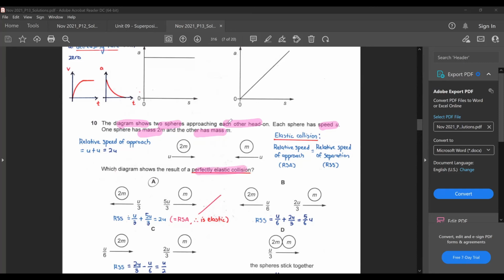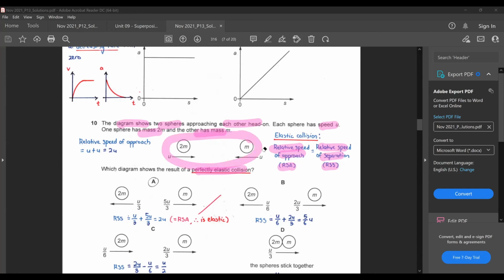So usually when it comes to perfectly elastic collision, one of the first things we always look for is the part where relative speed of approach is equal to relative speed of separation. Here I just made the short form. RSA is speed of approach, RSS is speed of separation. Now you just look at the first part here.